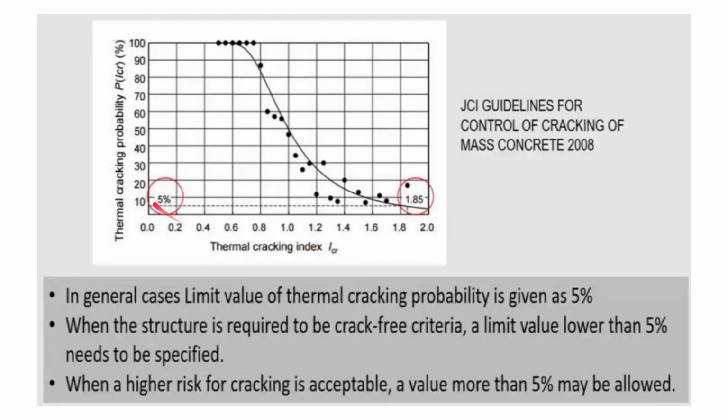For design parameters, the thermal cracking probability is considered to be taken as 5%, and that is equivalent to a thermal cracking index of 1.85. In general cases, the limit value of thermal cracking probability is given as 5% when the structure is required to be crack free. If even more caution is required in the design, a limit value lower than 5% needs to be specified. But if the structure is not of that importance, or when a higher risk of cracking is acceptable, a value more than 5% can be allowed. That will depend upon the seriousness or the importance of the structure.